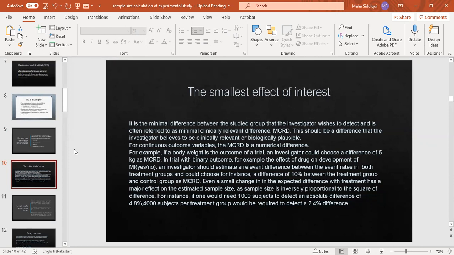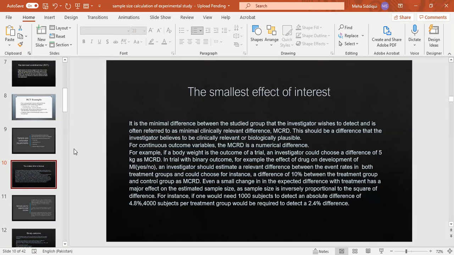In a trial with binary outcome, for example, the effect of a drug on development of myocardial infarction, yes or no, an investigator should estimate a relevant difference between the event rates in both treatment groups and could choose, for instance, a difference of 10% between the treatment group and control group as MCRD.